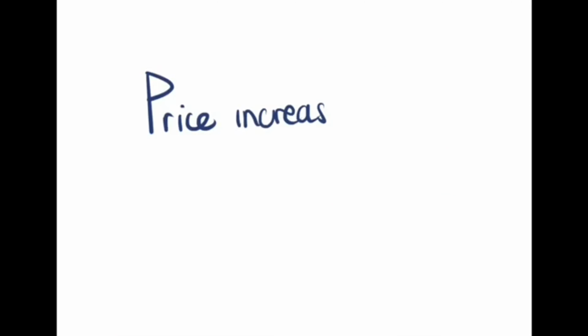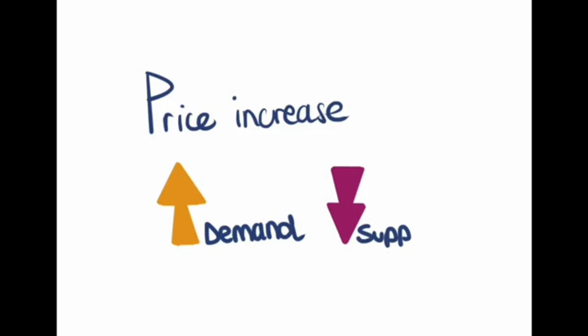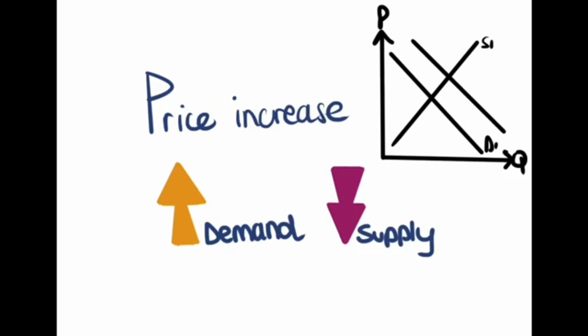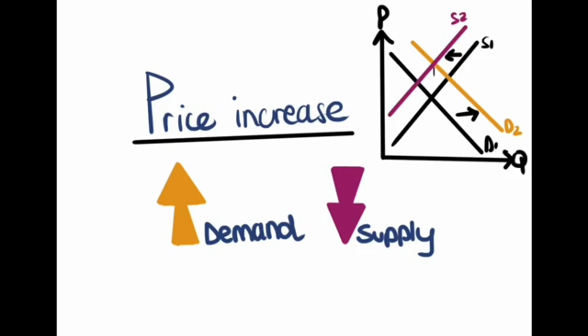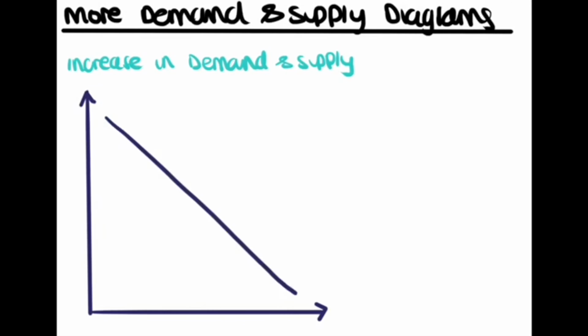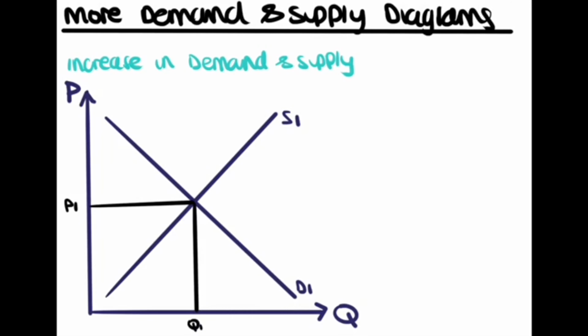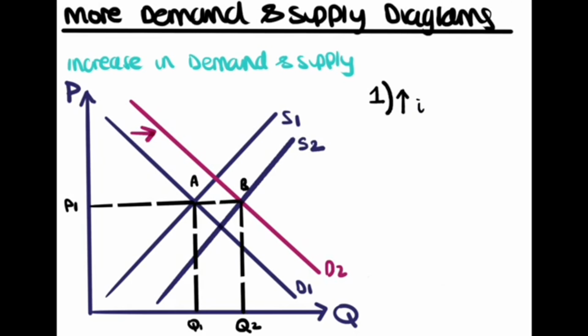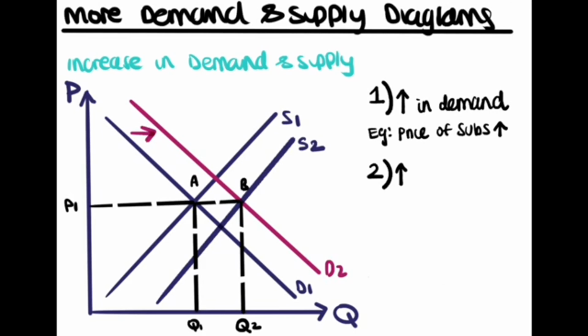So we can see there are two reasons why there could be a price increase in the market, one being an increase in demand and the second being a reduction in supply. Let's look at the graph in which both demand and supply increase. Say demand increased due to an increase in the price of substitutes, and supply increased maybe due to government subsidies.